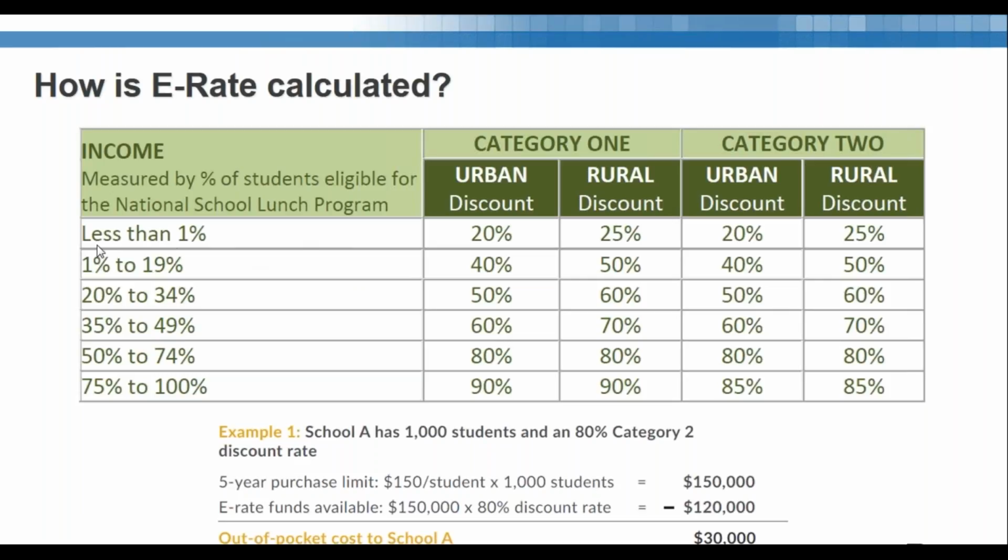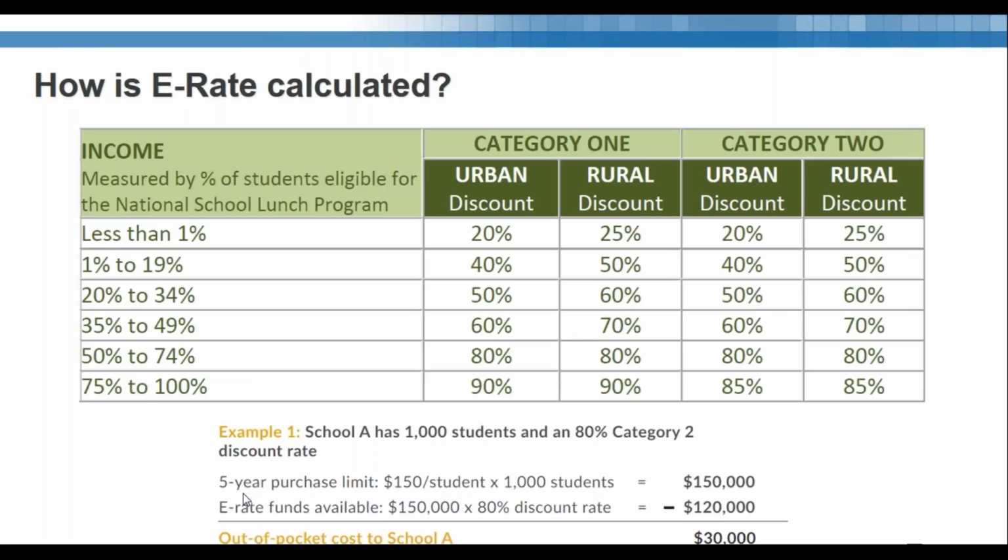The thing to note here is that the discount level is based on your eligibility for the National School Lunch Program, not your participation in the National School Lunch Program. So whether or not the school district chooses to participate in the program, they're still eligible for E-Rate funding. Down at the bottom, we have an example of how we calculate a Category 2 budget. School A has 1,000 students and an 80% Category 2 discount rate. If we find our 80% Category 2 discount rate and move to the left, that means 50 to 74% of their student population is eligible for the National School Lunch Program.